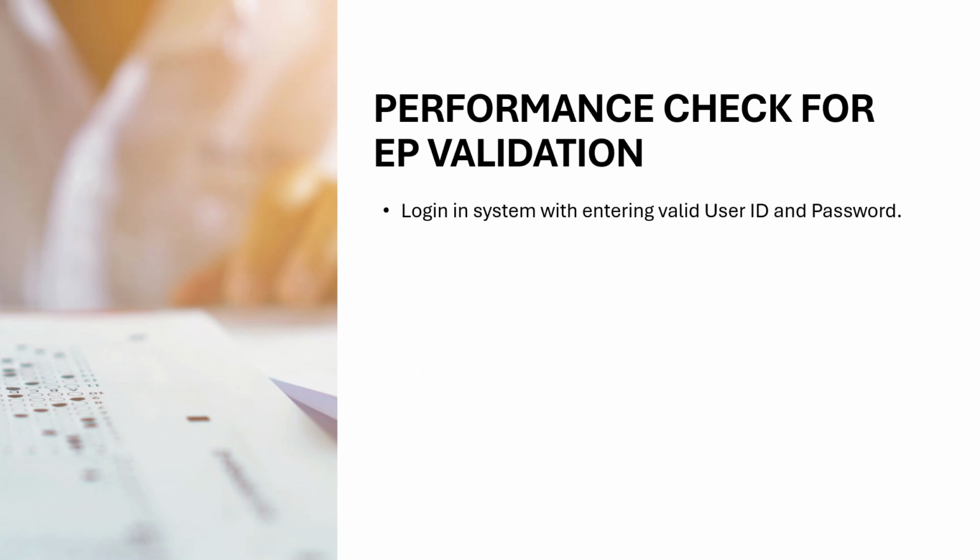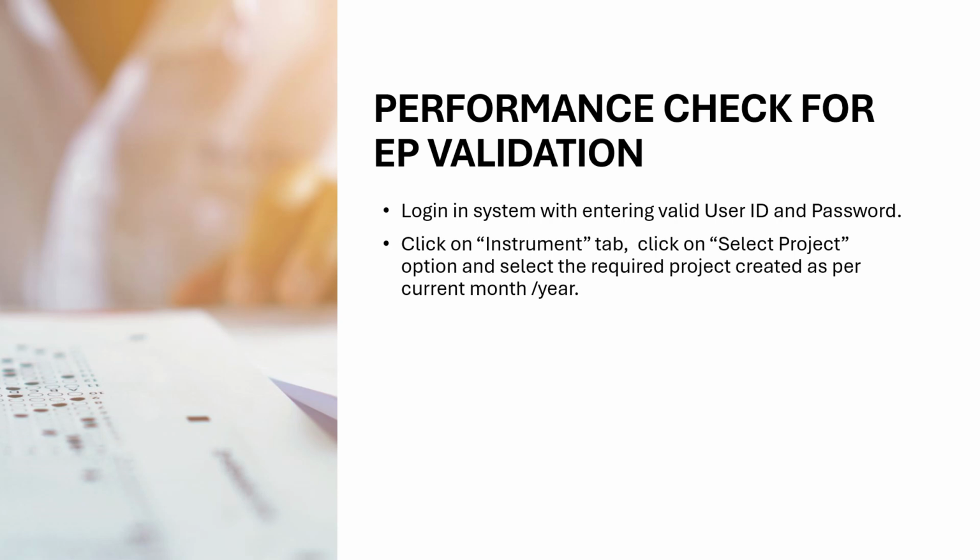First of all, you need to log in to the system by entering your valid user ID and password. I am demonstrating this procedure for using the Shimadzu instrument with the LabSolution software, right? And then click on the instrument tab. Once you enter your valid user ID and password, there will be an option for the instrument. You need to click on that and select the project option, right? Whatever project has been created as per the current month and year, you need to select that.